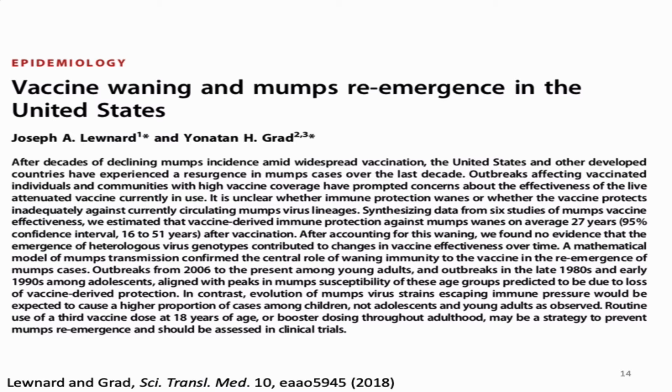And so you can see that the data says that the protection wanes on average 27 years after getting a vaccine. After 27 years of getting a mumps vaccine, you are susceptible again. You can also see that this was published pretty recently. This is a 2018 paper.